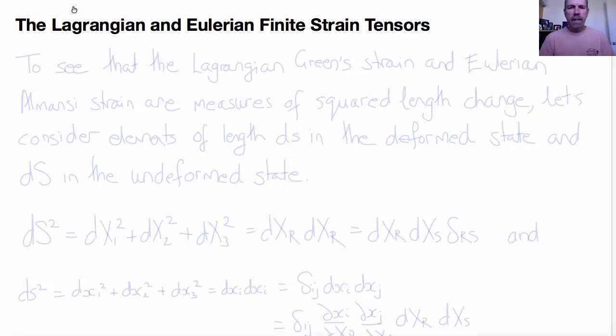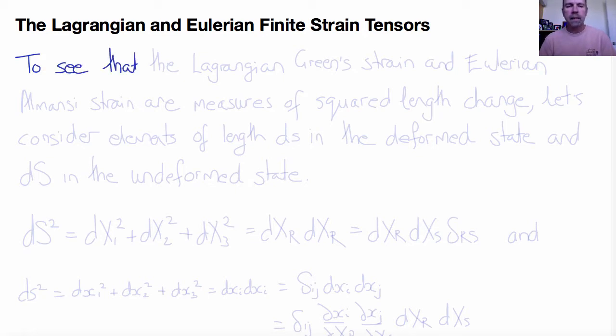Welcome back to BE110. Today we're going to look at some properties of the Lagrangian and Eulerian finite strain tensors that we derived last time, and from that derive another strain tensor that's actually the one that's more commonly used in most engineering applications.